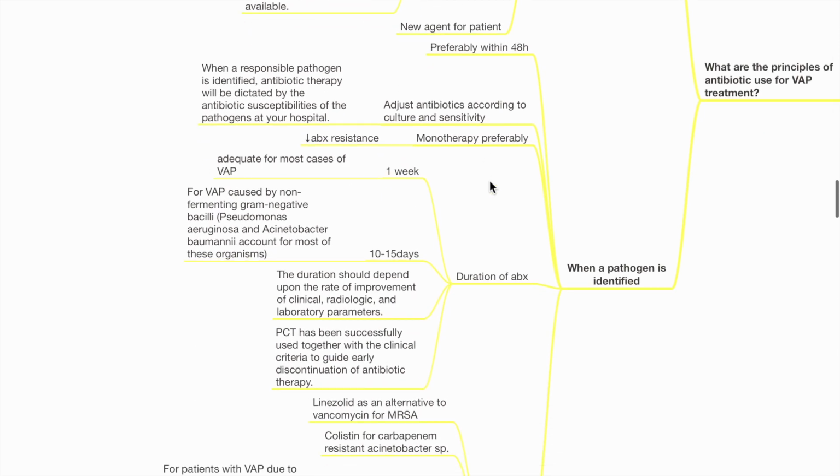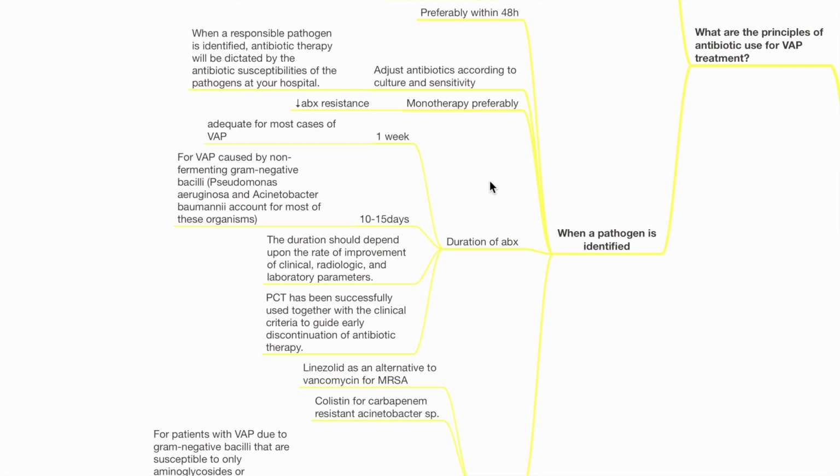When a pathogen is identified, preferably within 48 hours, adjust antibiotics according to culture and sensitivity. Monotherapy is preferable to reduce antibiotic resistance. One week duration of antibiotic is adequate for most cases of VAP. For VAP caused by non-fermenting gram-negative bacilli such as Pseudomonas aeruginosa or Acinetobacter baumannii, 10 to 15 days duration of antibiotic is recommended. The duration of antibiotic should depend upon the rate of improvement of clinical, radiologic, and laboratory parameters. PCT has been used successfully with clinical criteria to guide discontinuation of antibiotic therapy.